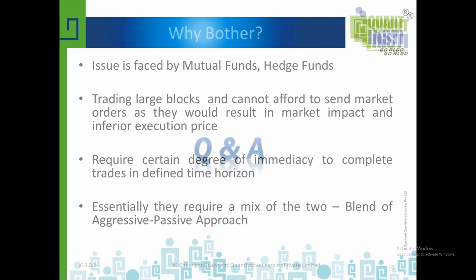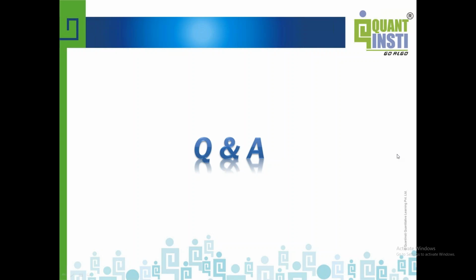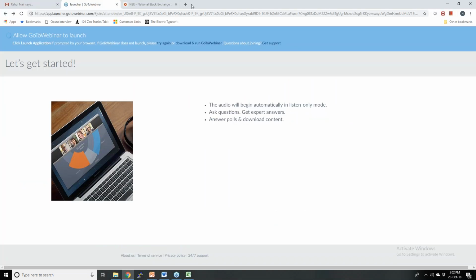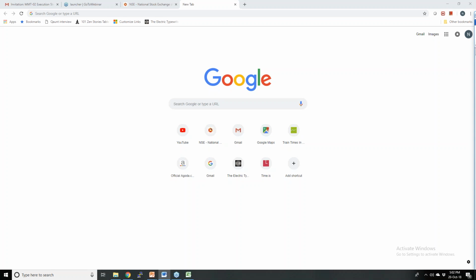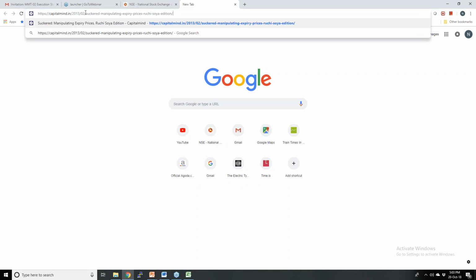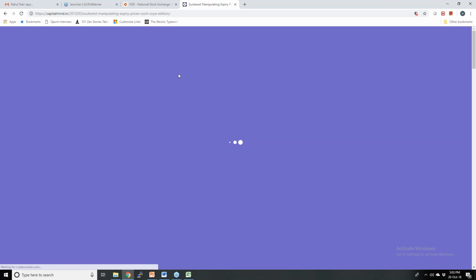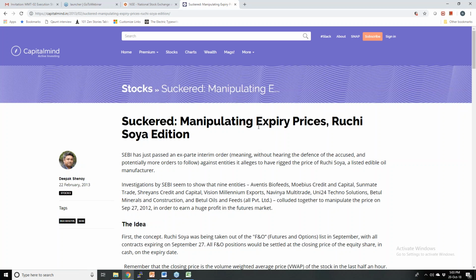Okay. Now, I just want to share a quick example with you guys, related to when I was talking about the VWAP. There was an example of Richie Soya, a share that is traded in India, and I will share this link with you. People actually manipulated expiry prices through this.